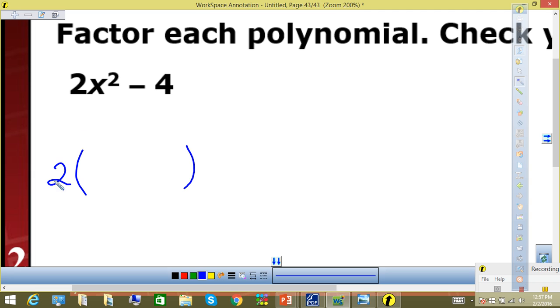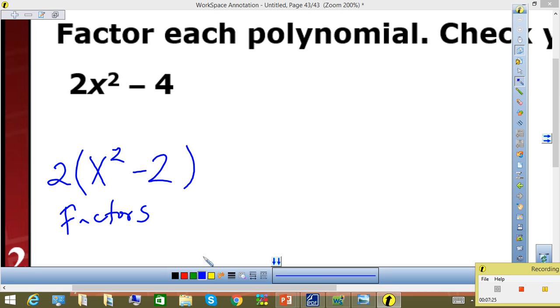Therefore, 2 divided by 2 is 1. What do we have left? X squared. Negative 4 divided by 2, that's negative 2. And these are my factors. Copy that, please.